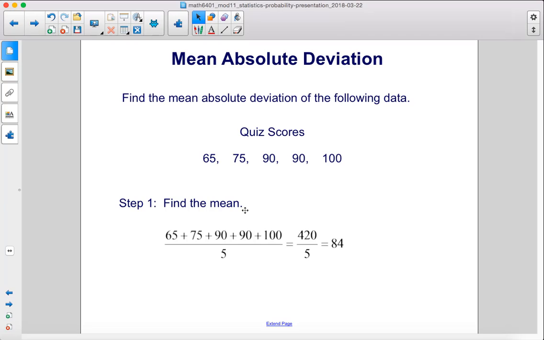Step 1 is to find the mean, so you add all the scores together, divide by the number of scores, which is 5, and we get 84 as our average score.